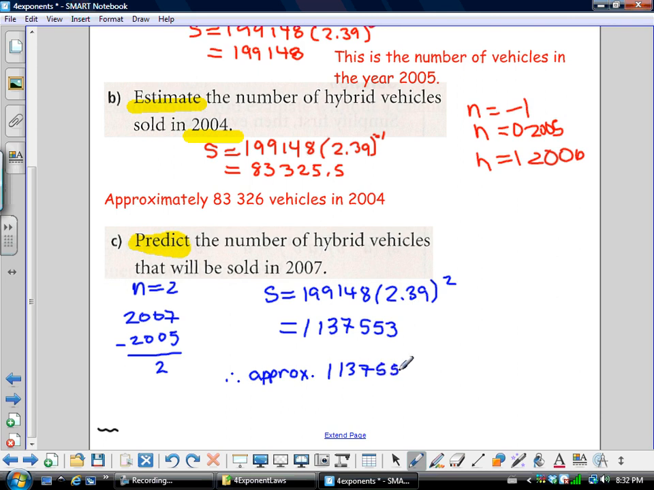Okay, so our statement would be approximately 1,137,553 vehicles in 2007. So that's how we would work with a word question dealing with our exponents. Good luck with your questions.